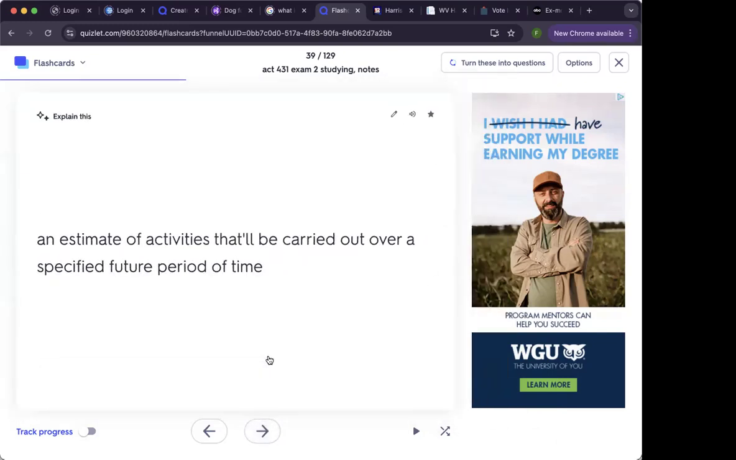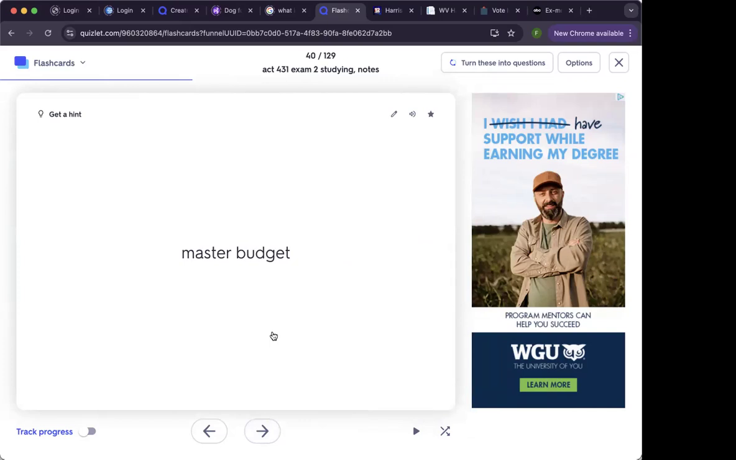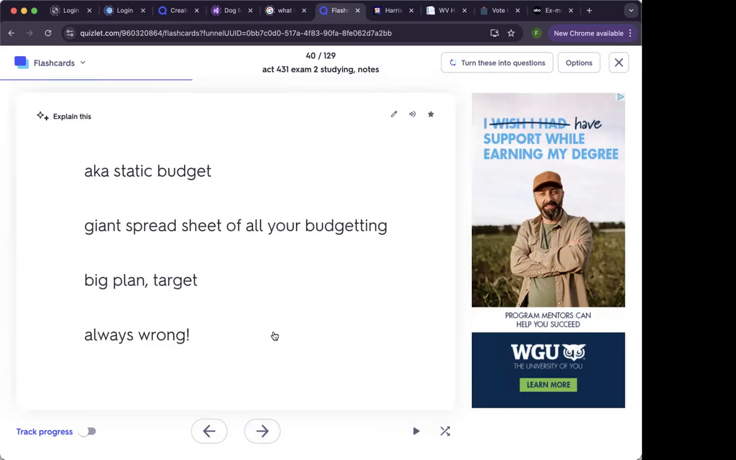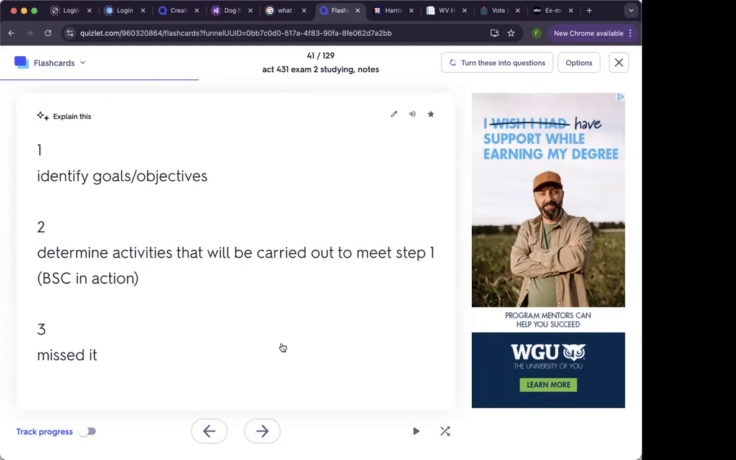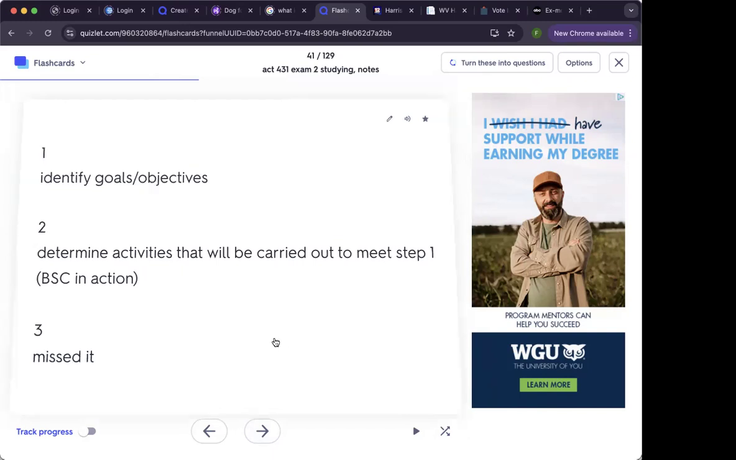Budget. An estimate of activities that'll be carried out over a specified future period of time. Master budget, also known as static budget. Giant spreadsheet of all your budgeting, big plan, target. But it's always, always wrong. Budget, 3 standard steps to set it up. Identify goals and objectives, determine activities that will be carried out to meet step 1. So that's the cause and effect relationships of processes shown in the balanced scorecard in action. Oh, and the number 3, I missed it.